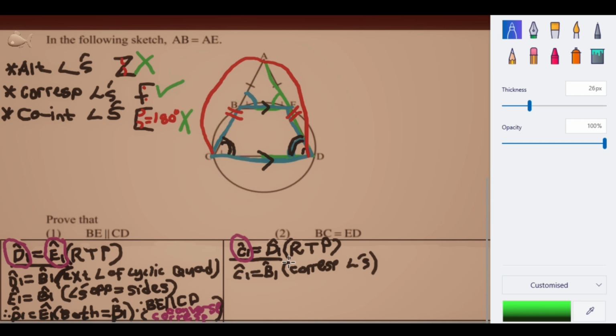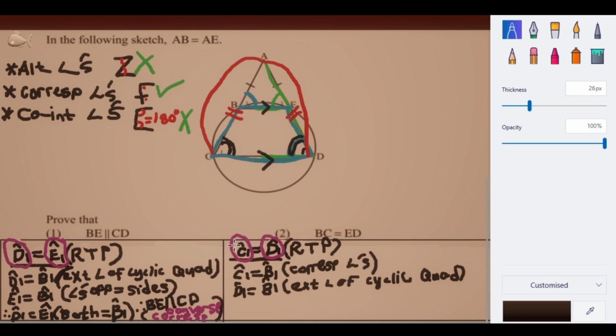Now, let's go to angle D1. Since we are done with C1, now let's focus on angle D1. Ask yourself now, angle D1 is equal to what? Angle D1 must be equal to angle B1, okay? Exterior angle of a cyclic quadrilateral. Or you can say angle D1 is equal to angle E1. That is also corresponding angles. But remember that also E1 is equal to angle B1. So that is the allowed route, the route that you can use, okay?